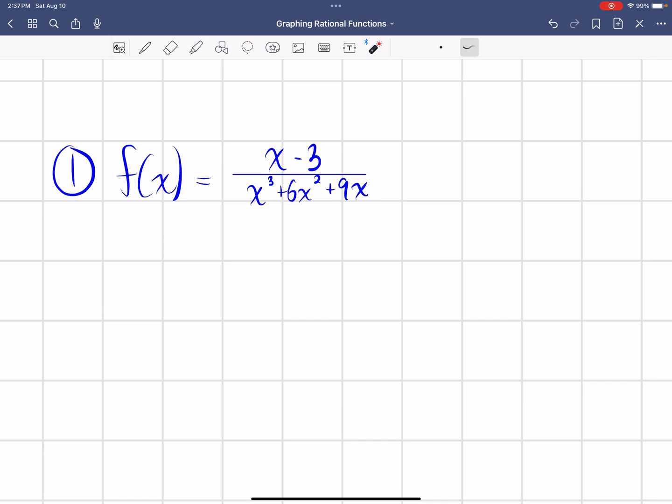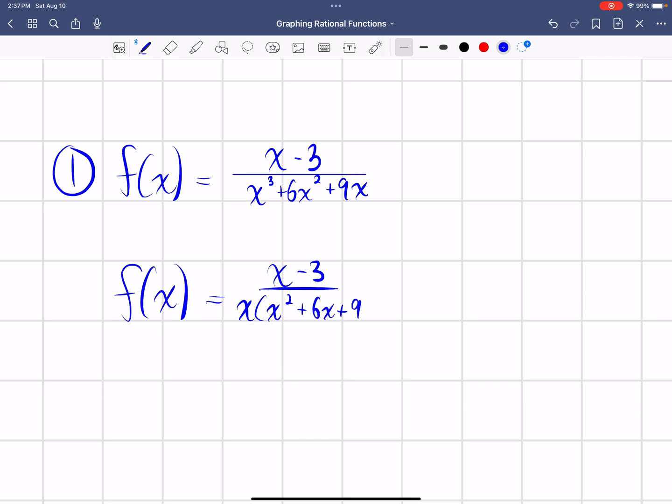So we have a rational function here, and step 1 always is to just completely factor it out. Now, the top of this first rational function is linear, and there's no greatest common factor, so we're just going to leave that alone. But the bottom, there are a couple of things we can do. Firstly, there's a GCF of x. So we'll pull out an x. What do we have left? X squared plus 6x plus 9.